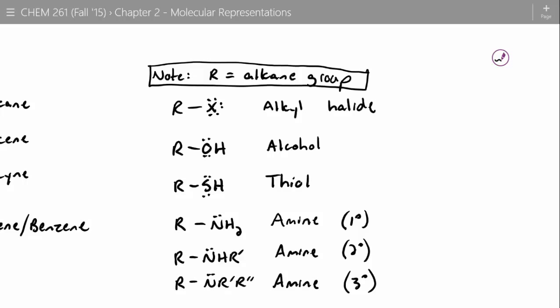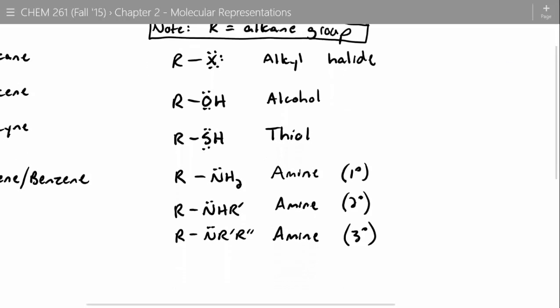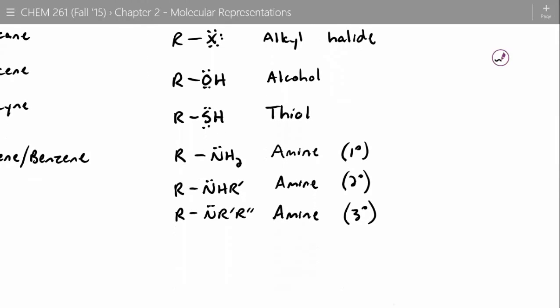All right. And then we've got a couple different ones. What if we've got an oxygen between two alkyl groups or alkanes? An ether. So this is an important one. What about if it's sulfur in between there? Sulfide.